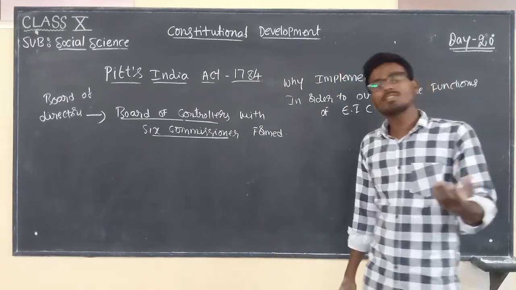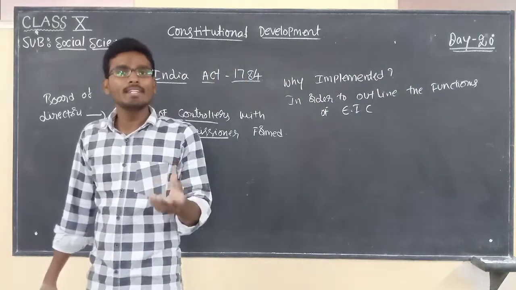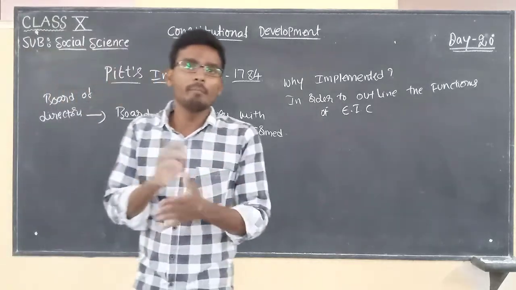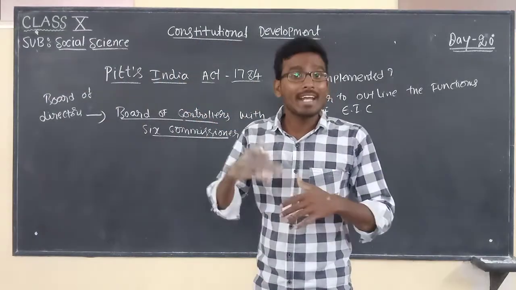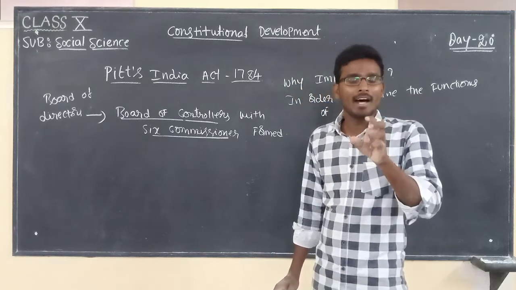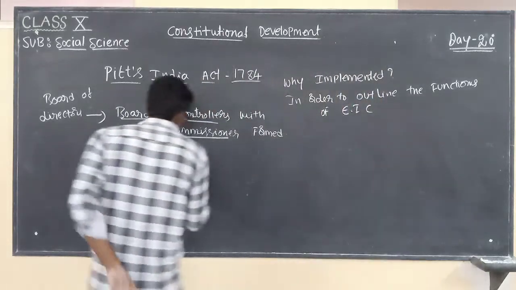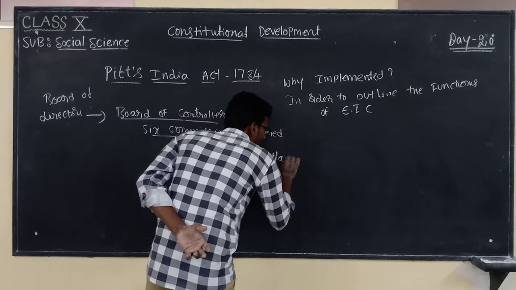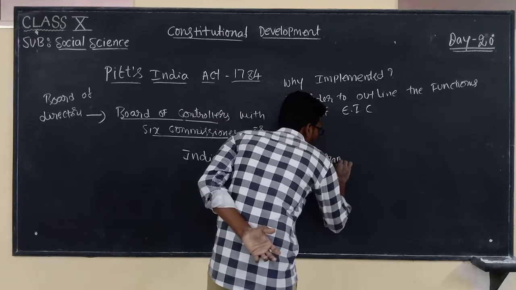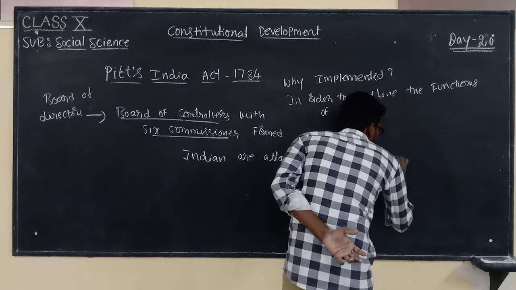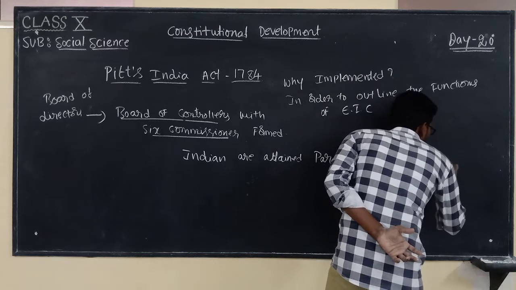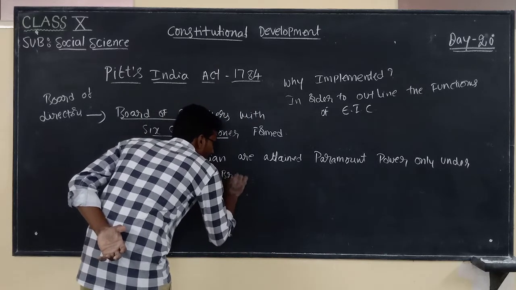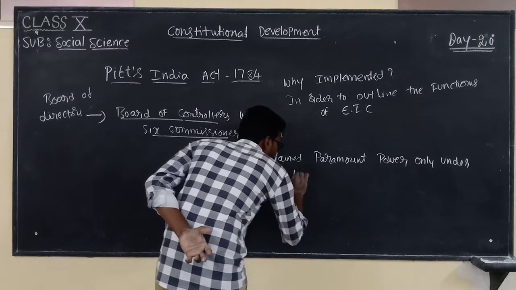So the complete power was given to the board to take the major decisions, like military as well as any kind of civic matters. And more importantly, this Pitt's India Act declares that Indians attained paramount power only under the British rule, not by their own.